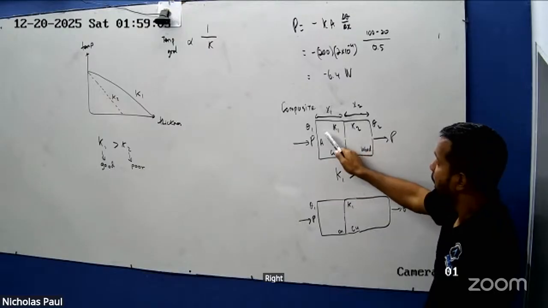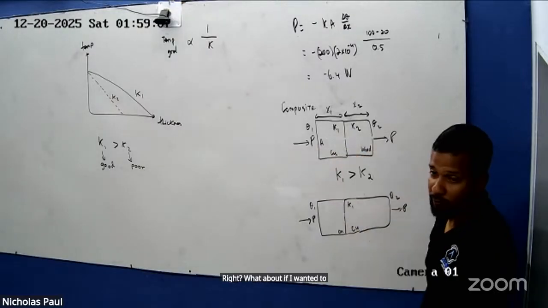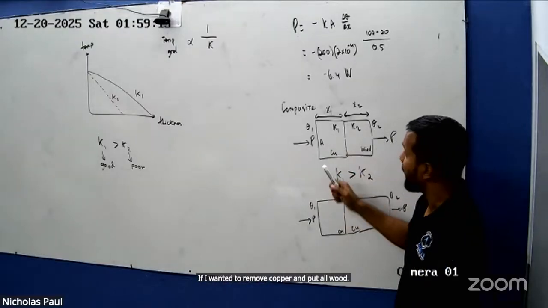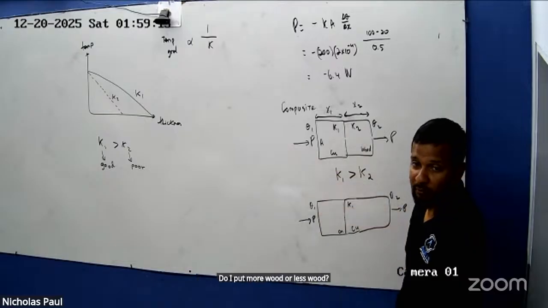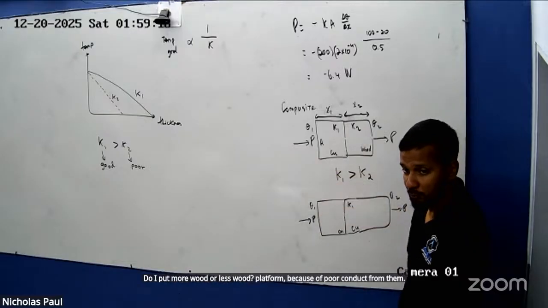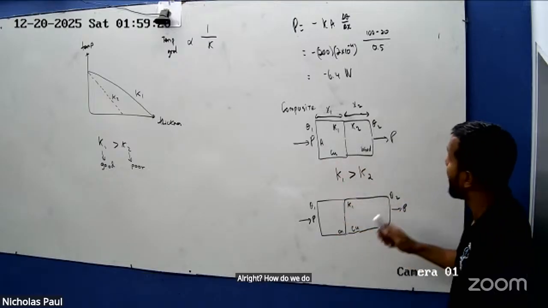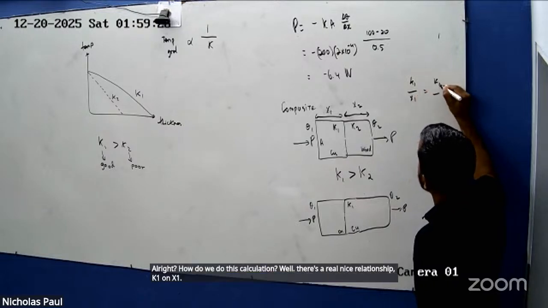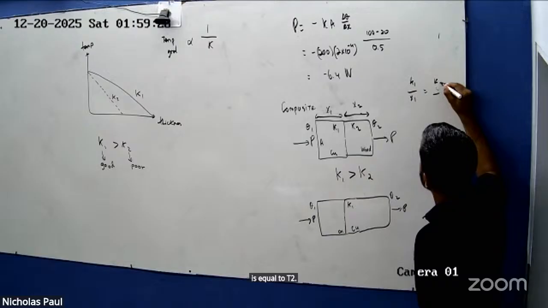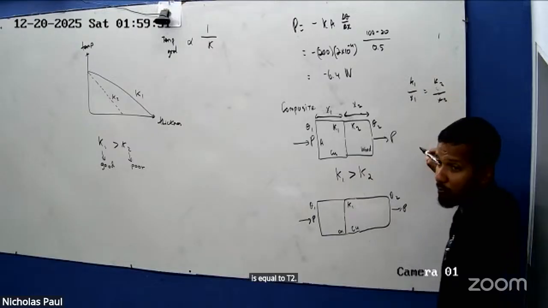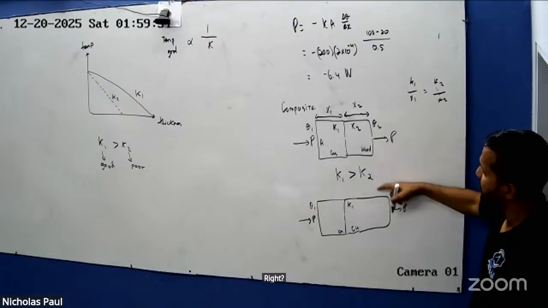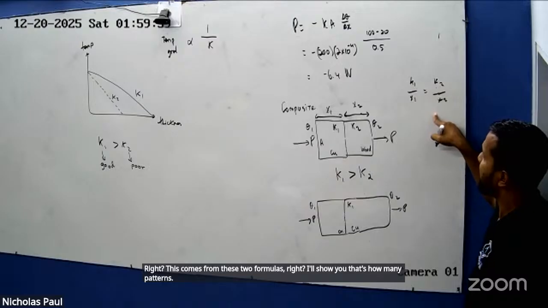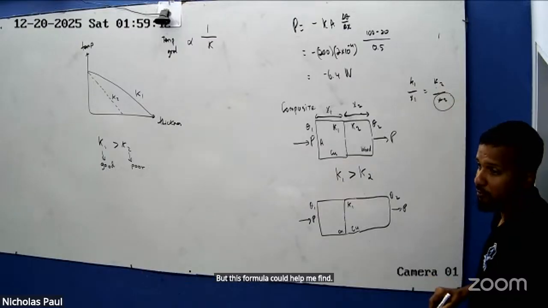What if I wanted to replace copper? If I wanted to remove copper and put in wood, do I put in more wood or less wood? Less wood, because it's a poor conductor. How do we do this calculation? There's a real nice relationship: K1 over X1 is equal to K2 over X2. This comes from merging these two formulas, and it's in the handout. This formula can help me find X2 if I know K1 over X1.